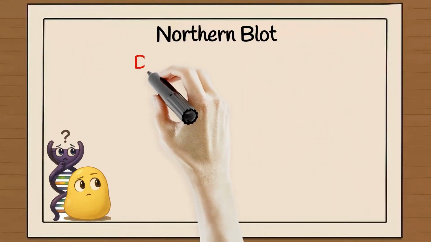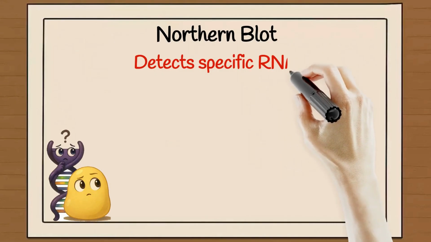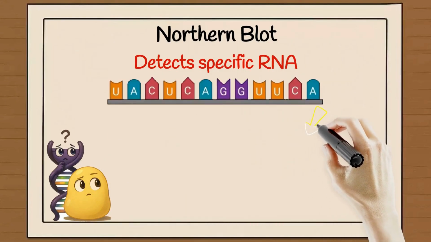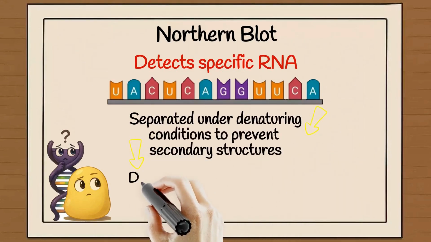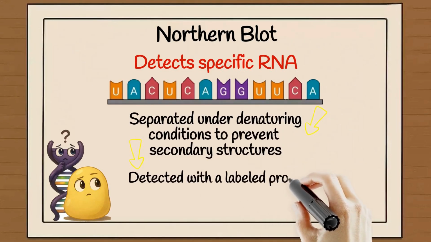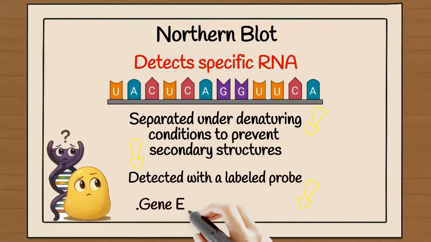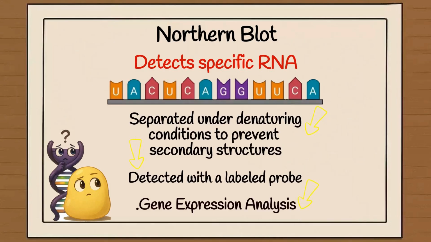Northern blot. This technique detects specific RNA, usually mRNA, using a similar method to the Southern blot. RNA is separated under denaturing conditions to prevent secondary structures, transferred to a membrane, and then detected with a labeled probe. It's a key tool for gene expression analysis.